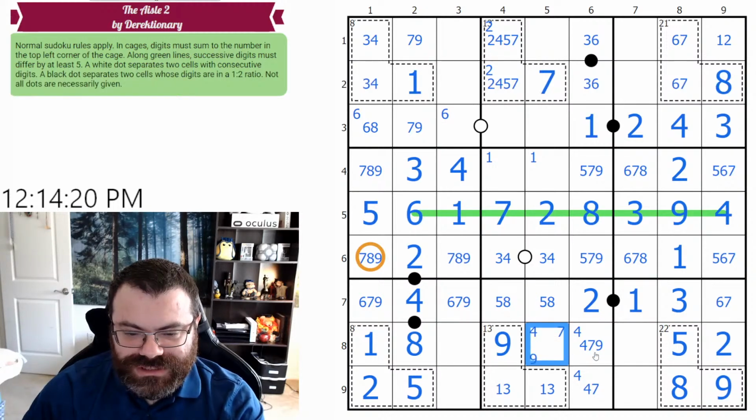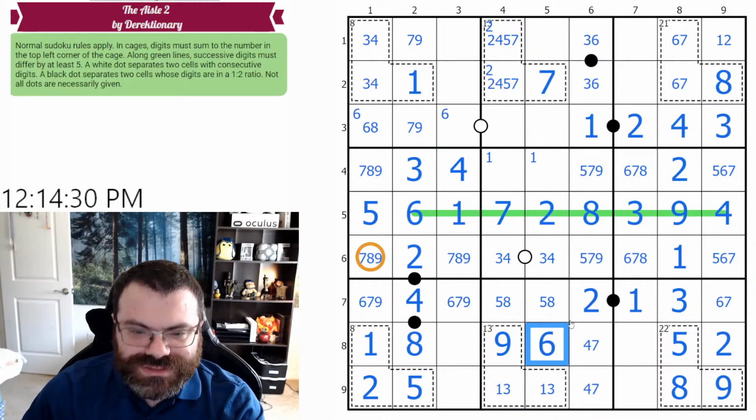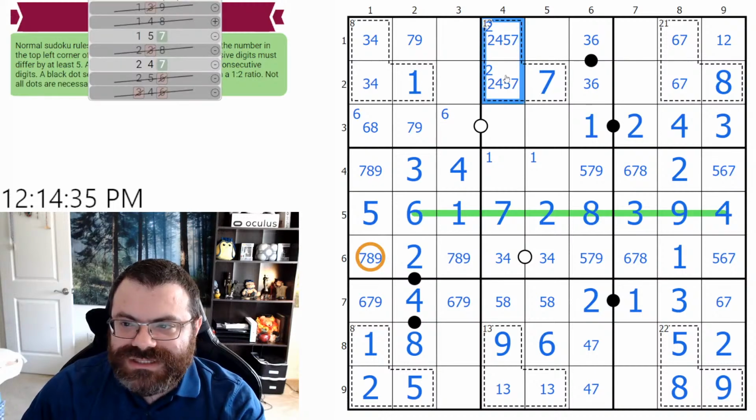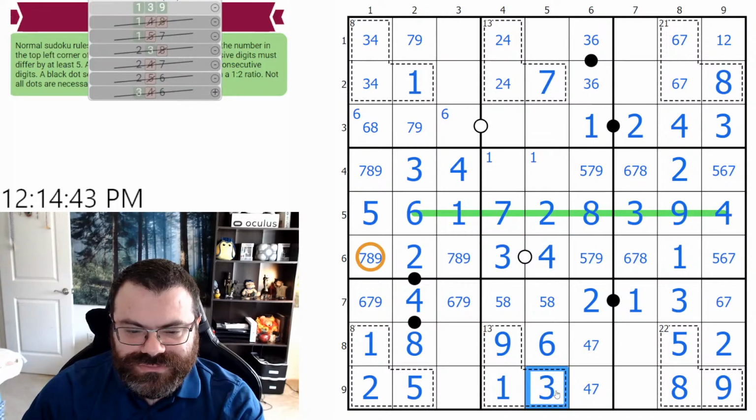This is 4, 7, 9. Whoops. Oh no, it's not. I'm lying. This is a single. This is 8. No. What is it? 1. It's a 6. Okay, got it. So now this has a 2 in it, so it's 2, 4, 7. That's a 2, 4 pair. This is 3 and 4. This is 1 and 3.